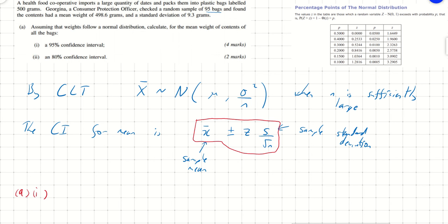So we have to work out a 95% confidence interval. Well, as we already know, the CI is x bar, our sample mean. So let's just write this down. x bar plus or minus z s over root n. Well, that's equal to 498.6 plus or minus z s. That's our sample standard deviation. If you look at the question, that's 9.3. And divided by root n. Well, n was the number of samples, so it's all divided by root 95.